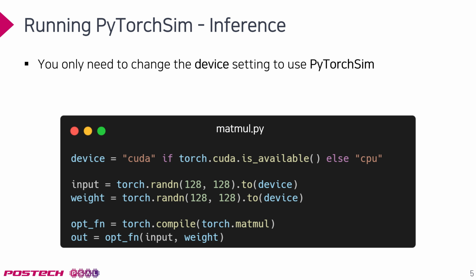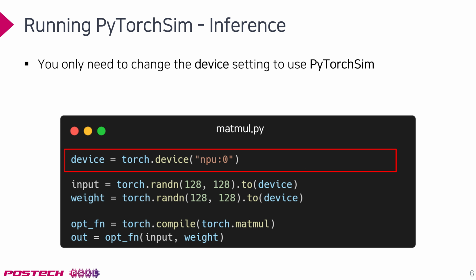Now, let's get into the actual content. The first topic is running PyTorchSim. The key message here is simple. You only need to change the device setting in your existing PyTorch code. Here we have a simple example. As you can see, the device is set to either CUDA or CPU, and it performs a matrix multiplication. To run this with PyTorchSim, all you need to do is change the device to NPU. Everything else remains exactly the same.